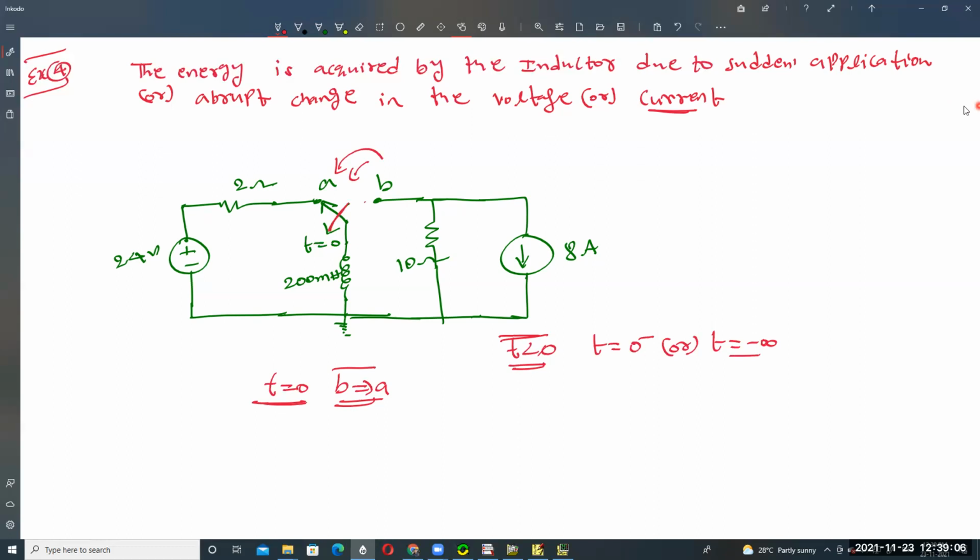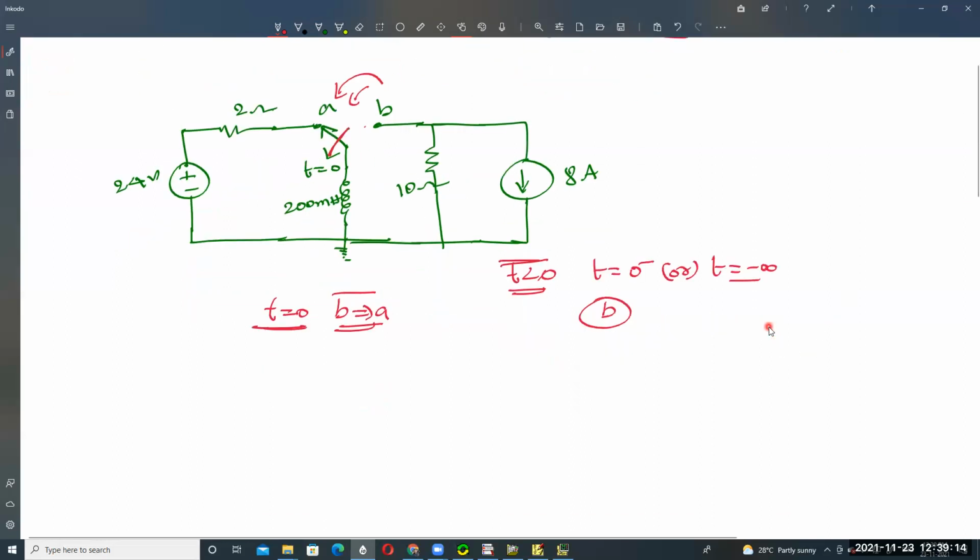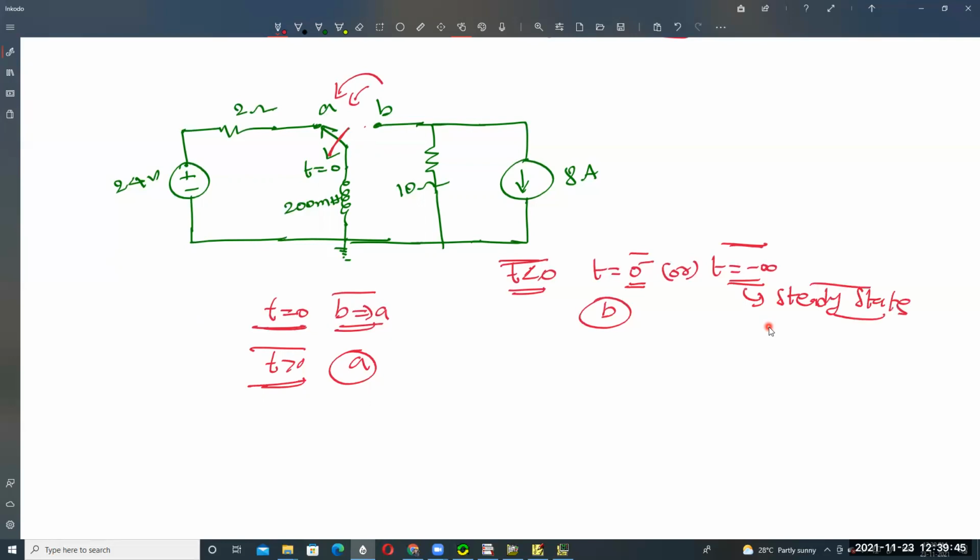The switch is at B only. That means after t greater than 0, the switch is at position A. So before the switching action, that is t less than 0, the switch is at 0 minus, otherwise minus infinity. That means this is the steady state condition. Am I right? This is one type of steady state condition. So this is the circuit.